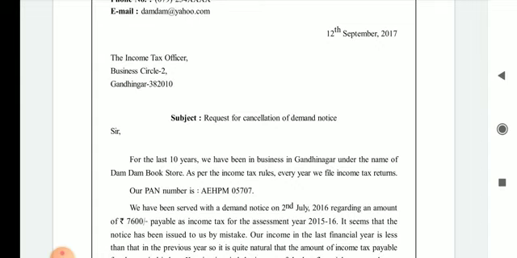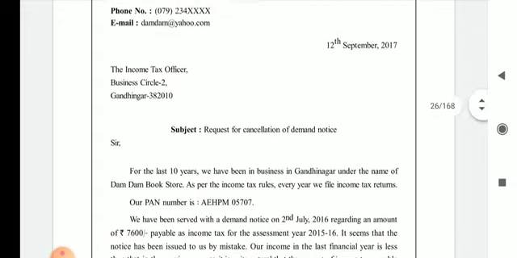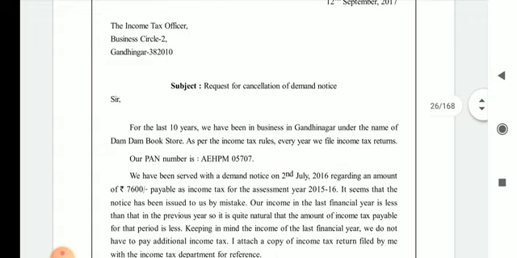You are writing the letter on 12 September 2017. That is already a duration of 1 year. If you get a notice from the income tax department, and if you do not respond favorably to the income tax department at that time, they have a right to raid your business unit also. So this is a very wrong date of the notice.